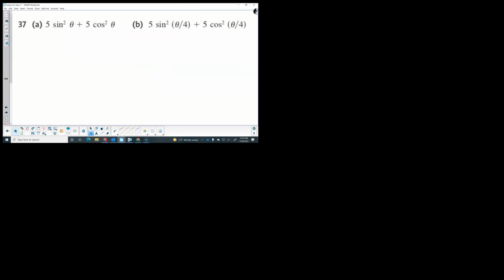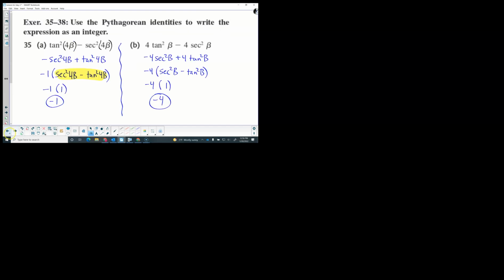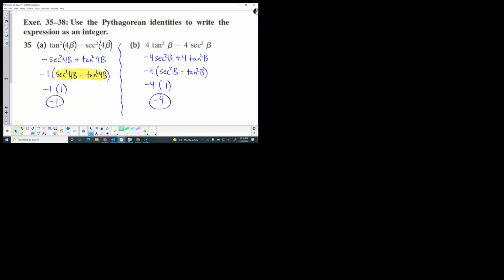Next problem, we got 5 sine squared of theta plus 5 cosine squared of theta. First thing I'm going to do is take a 5 out of both of those, and that leaves me with sine squared plus cosine squared. And I like the look of that because if we go back to the note card, if you look right here, sine squared plus cosine squared is equal to 1. Thus, we can change what's in the parentheses into a 1. This gives us 5 times 1, which is obviously just 5.